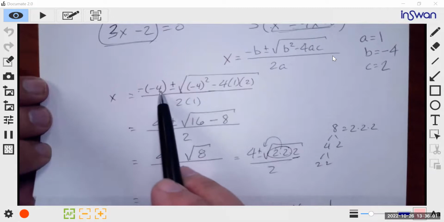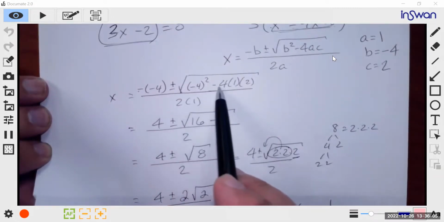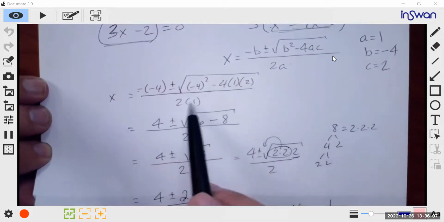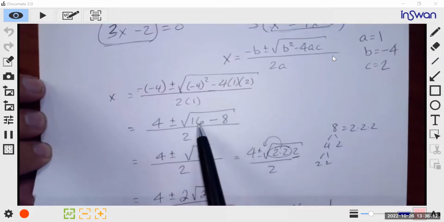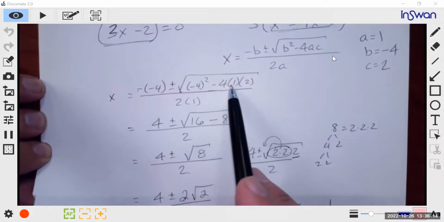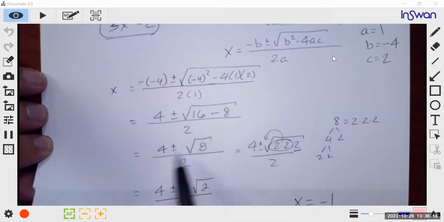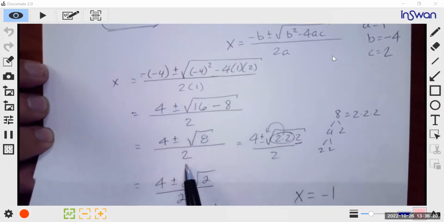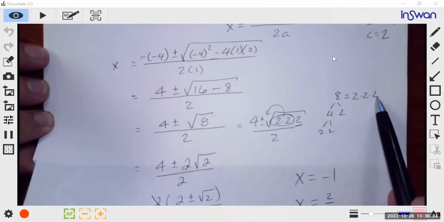So negative 4 plus or minus the square root of negative 4 squared minus 4 times 1 times 2, over 2. This becomes a positive. Negative 4 squared is 16. 4 times 1 is 4, times 2 is 8. 16 minus 8 is 8. So it's 4 plus or minus the square root of 8 over 2.